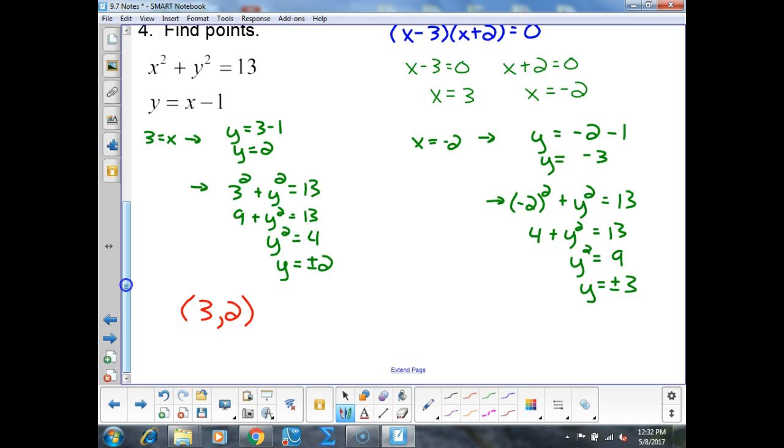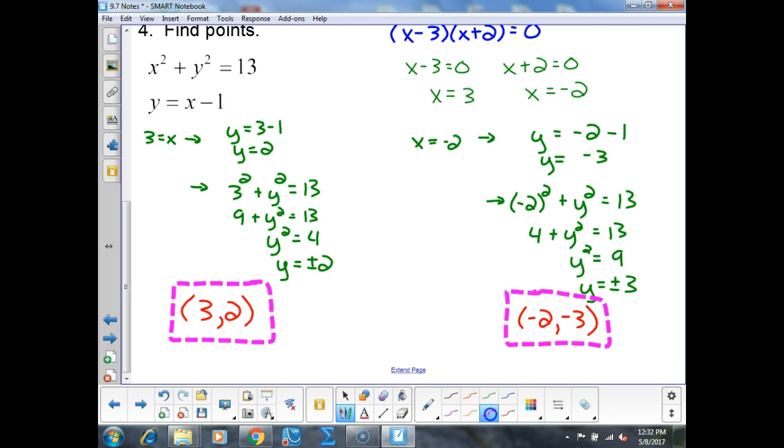The one that showed up both times was negative 3. So the other point that comes out of it then is negative 2, negative 3. And both of those then are my answers. Okay? The nice thing about plugging it into both equations is you've already checked it, provided you did your math. Okay?